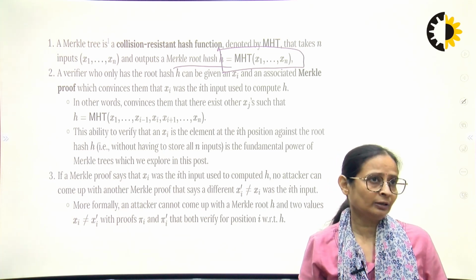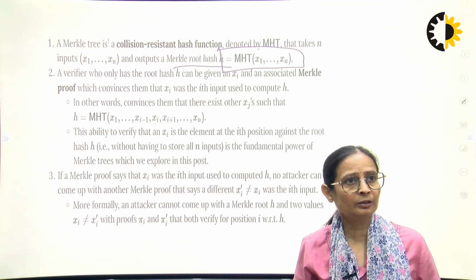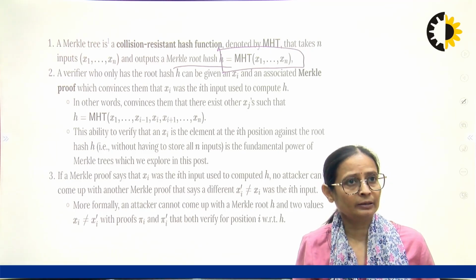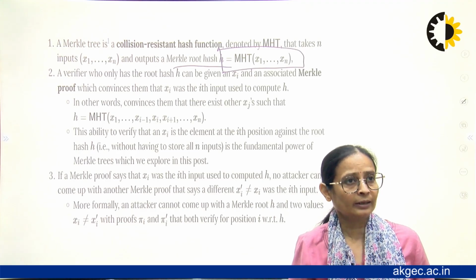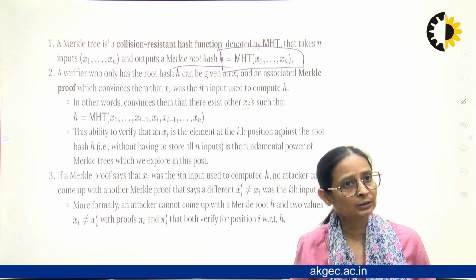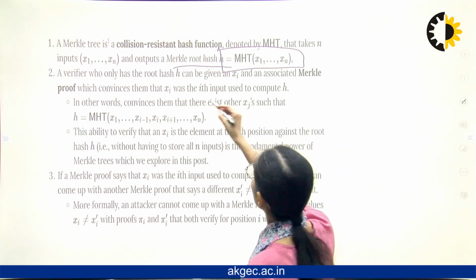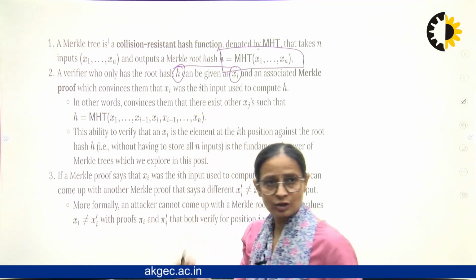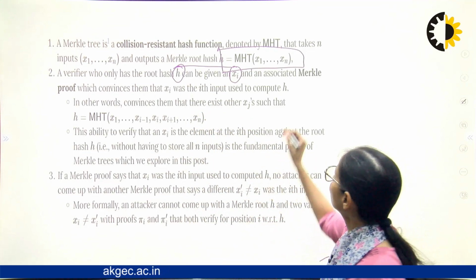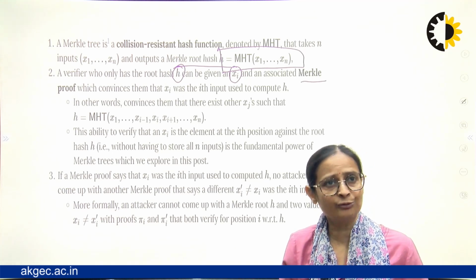So a verifier who only has the root H can be given an Xi and an associated Merkle proof, which convinces them that Xi was the ith input used to compute H. That is, a user is provided with this H, some transaction value Xi and some Merkle proof. We will later see the meaning of Merkle proof.